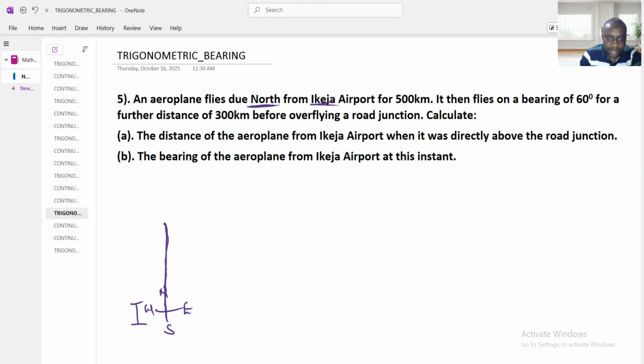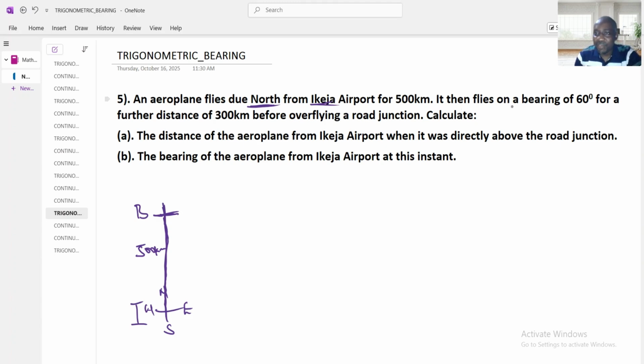Don't mind my handwriting. 500 what? Kilometer. Let's say this is 500, and let's call this point B. And the question says, from that 500 kilometer, let me write 500 kilometer here. When the question says "then flies," it means where it stopped.